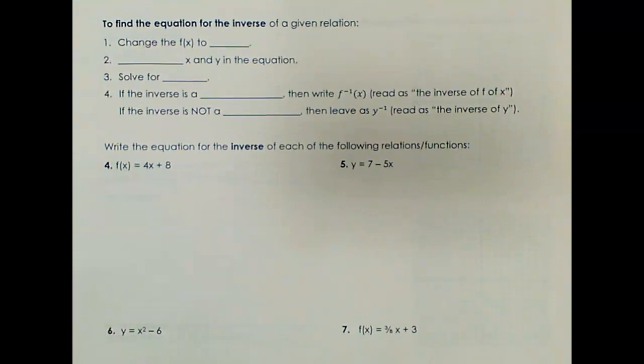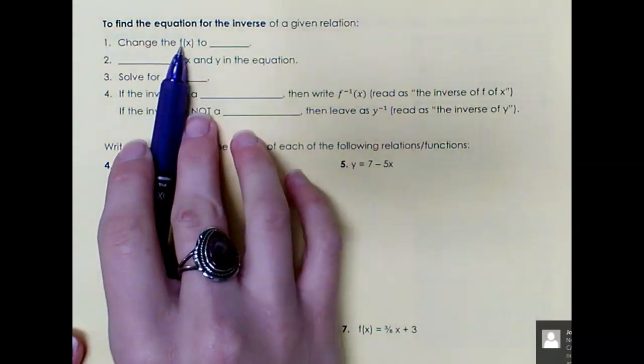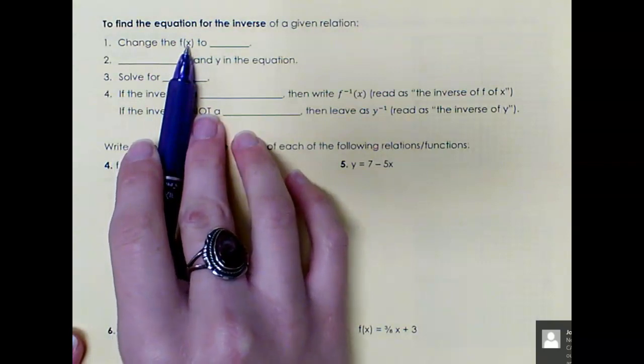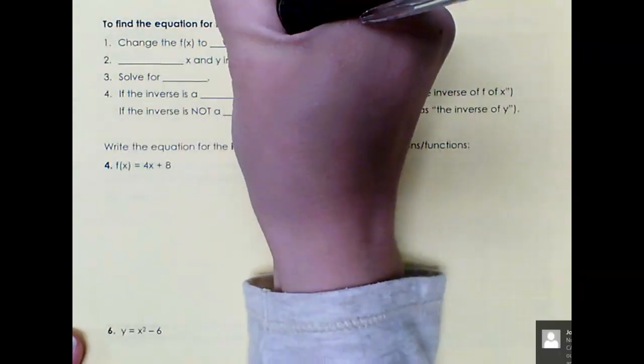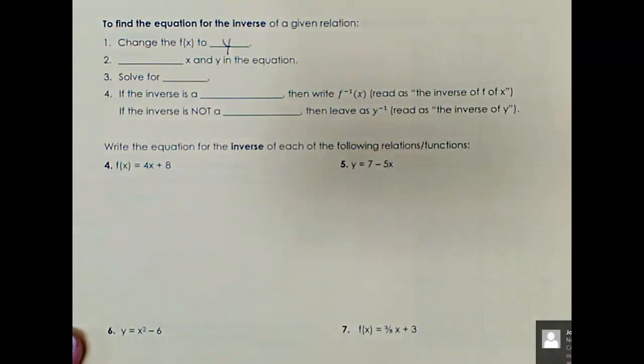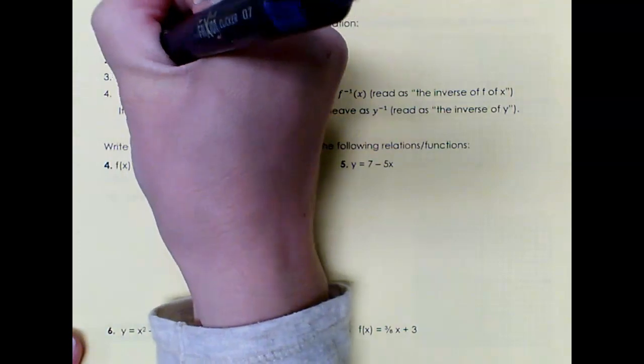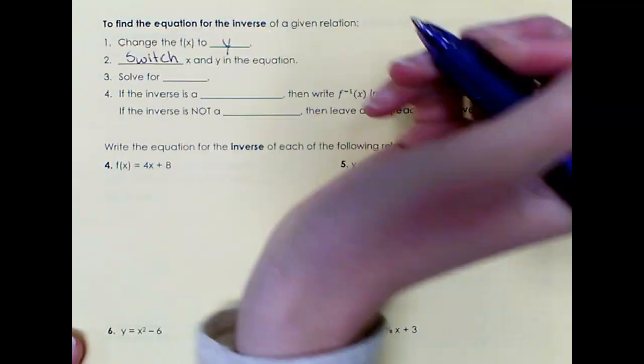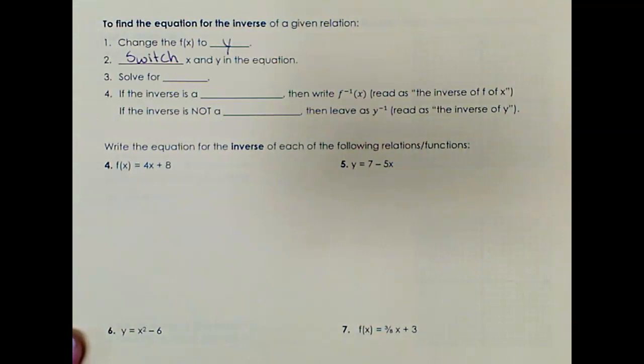Now, to find the equation for the inverse of a given relation, you're going to do something very similar. First of all, if your equation has f of x, well, f of x is the same thing as y, right? So we're going to change the f of x to a y. And what had we been doing on the first page to find the inverse? What did we do with x and y? We switched them. So we're going to do the same thing here. In order to find the inverse, switch x and y. And instead of having y equals, you'll now have x equals. Well, that's not what we want. So you need to solve your new equation for y.